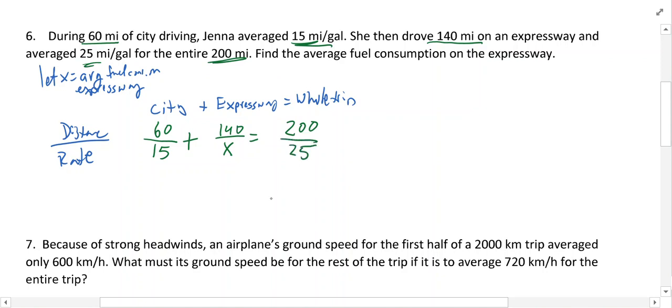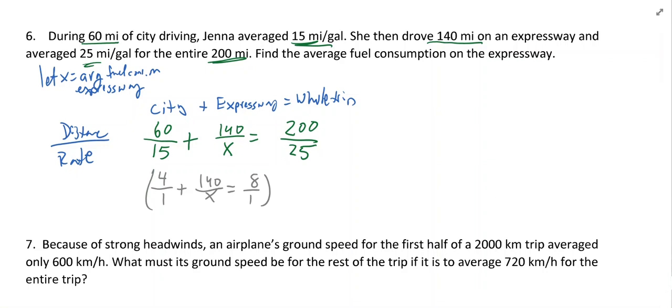So here's our equation. You can either start by finding the common denominator or you can simplify. In this case, I would simplify. 60 over 15 simplifies to 4 over 1. Plus here, nothing can reduce, so 140 over X. And 200 divided by 25 leaves me with 8, which you can put over 1 if you want. Now the common denominator is x.